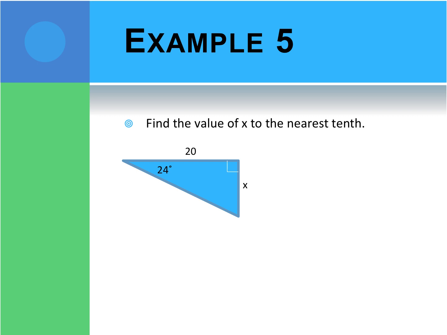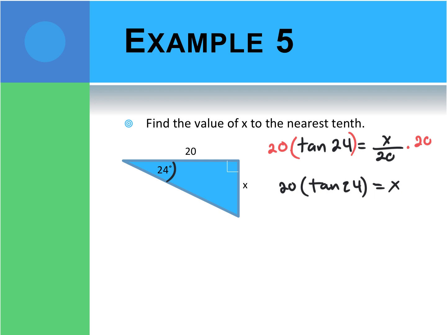So, for example 5, they wanted to find the value of x to the nearest tenth. Now, you can do that different ways, but I'm going to go ahead and do it based on the angle 24. So we know that tangent 24 is going to equal opposite, which is x, over adjacent, which is 20. Now, you can actually think of this as an equation. If I were to multiply the 20 on both sides times the whole thing, we actually end up with an equation of 20 times the tangent of 24 equals x. You can plug that into your calculator. So tangent 24, multiply all that by 20, and we get that x is actually 8.9.